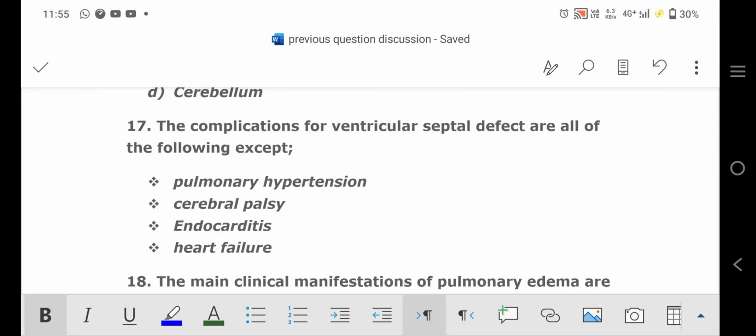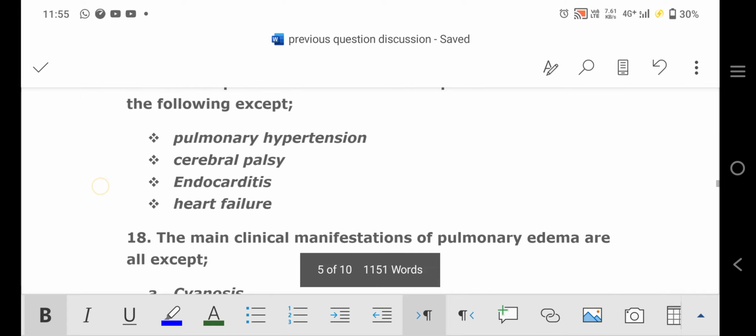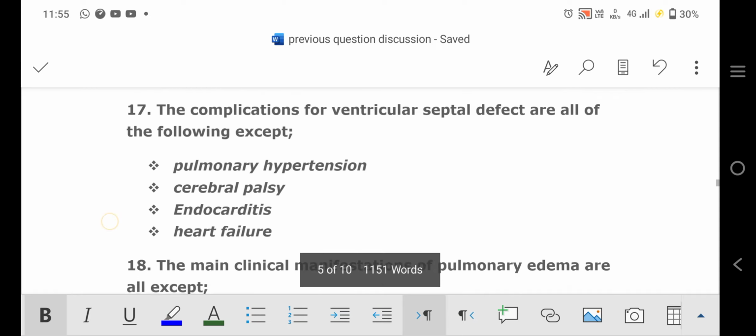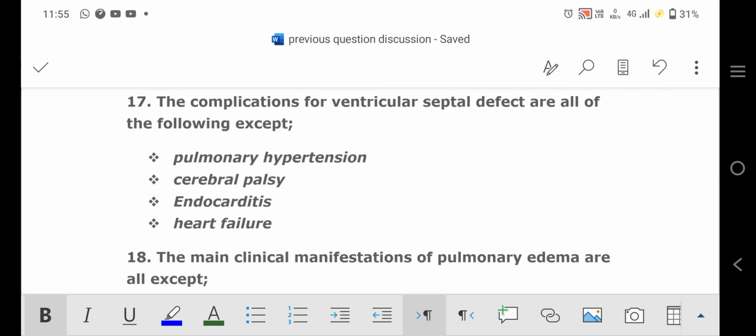Next question. The complications for ventricular septal defect are all of the following except. Options are pulmonary hypertension, cerebral palsy, endocarditis, heart failure. The complications of ventricular septal defect are pulmonary hypertension, endocarditis and heart failure. The exception, the answer, is option B, cerebral palsy.